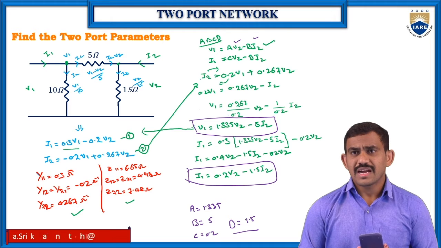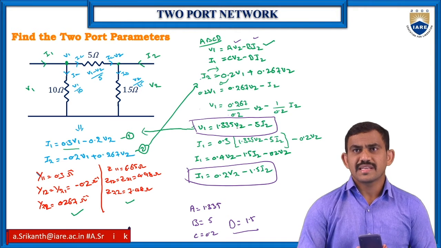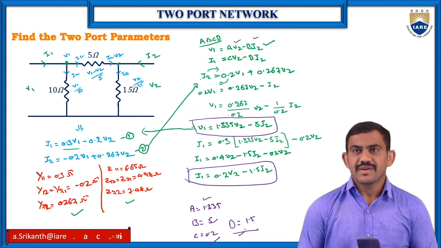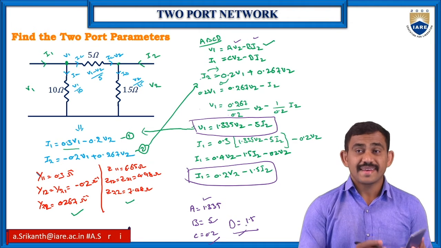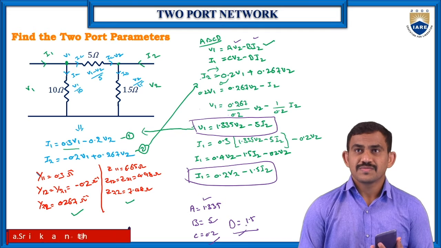1.5. So not minus. Already we have the minus in the equation, so the minus will get cancelled. We have the 1.5. So A, B, C, D values. From this pi network, we will get the A, B, C, D values.